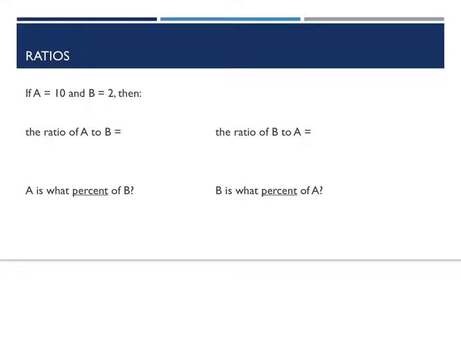If I want to write the ratio of A to B, that literally means I want to write a fraction of A over B. So if A is 10, that goes on top, over B, which is 2, and I want to reduce that fraction. Now I know you can probably do 10 over 2 in your head, unless you've had a really long summer.